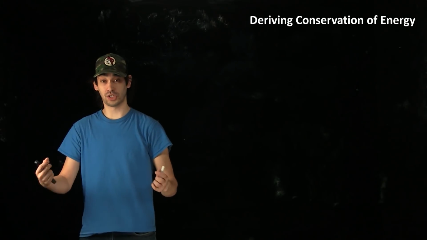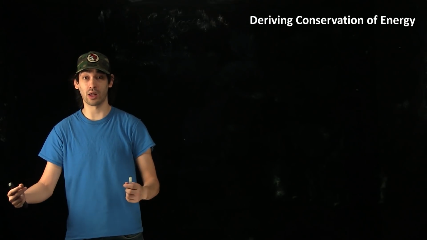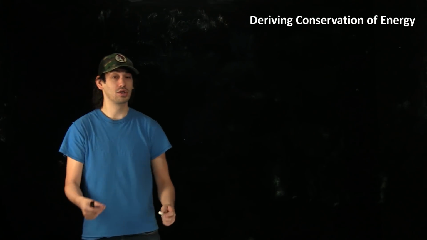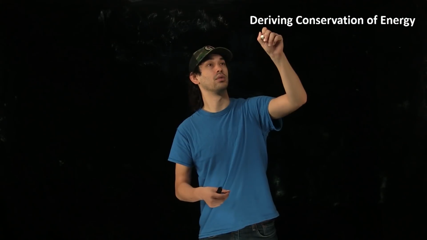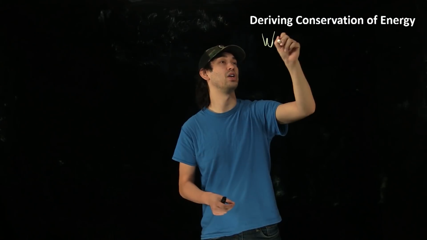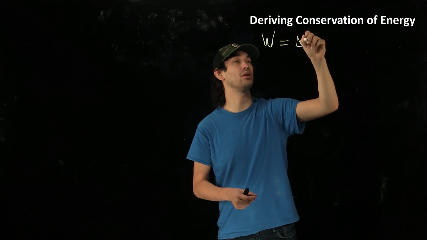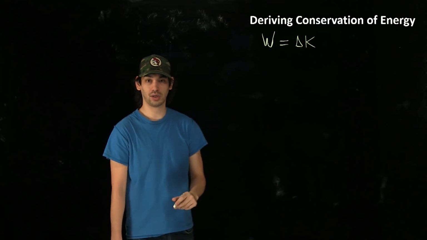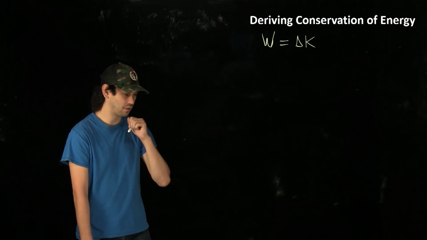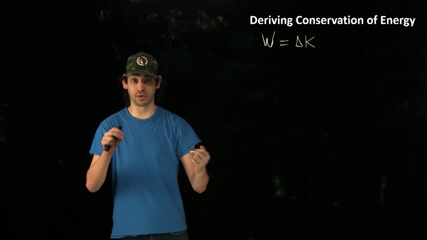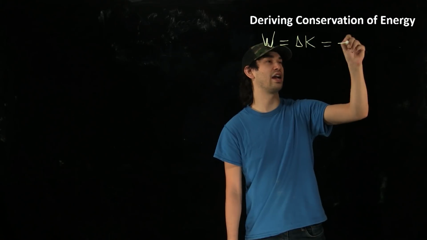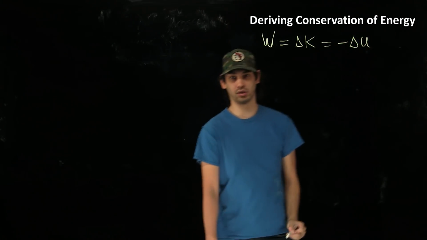So let's build off our discussions of potential energy, kinetic energy, and the work-energy theorem to derive what's called conservation of energy. So to start with, we'll write down the work-energy theorem. The work done on an object, if it's the total work, is going to be equal to the change in kinetic energy. We also saw from our last slide, our discussion of the potential energy, that if these are conservative forces acting on this object, this can also be written as the negative change in potential energy.